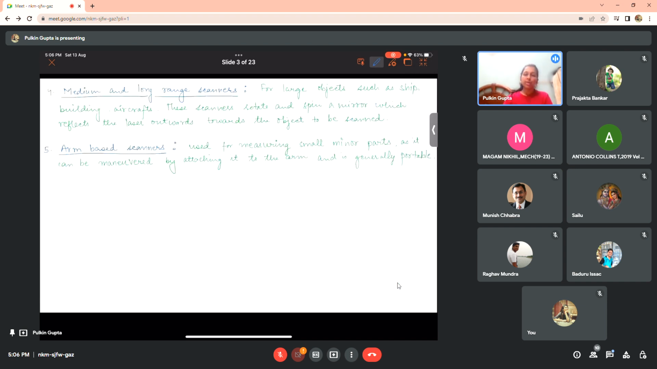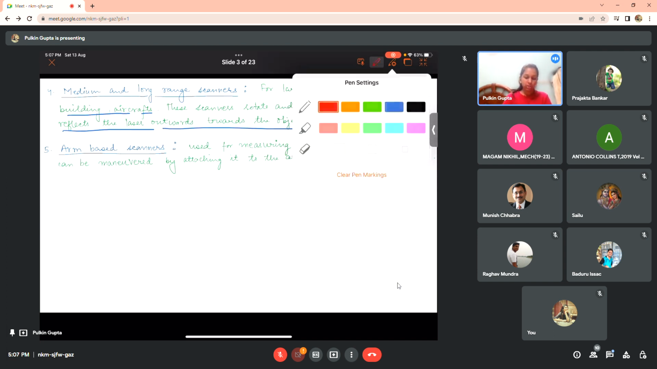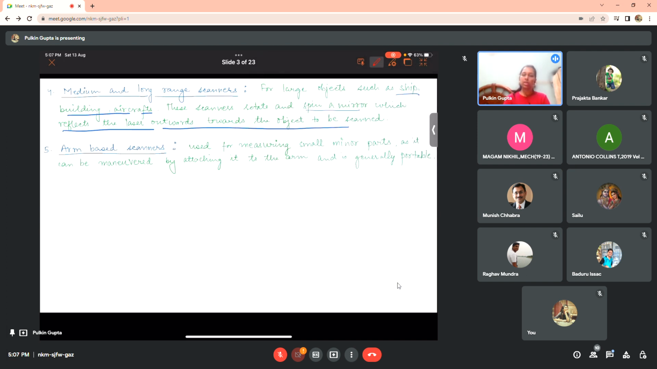Next, we have medium and long range scanners. As I told you, these are usually for objects such as ships, buildings, aircrafts, etc. What they do is these scanners rotate and spin a mirror. Since the object is really large, they spin a mirror to distribute the light over a larger area. Now, this reflects the laser outwards towards the object to be scanned, and then the reflections are captured back by the sensors to give us the CAD information.